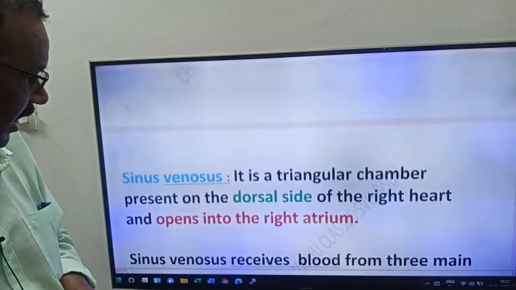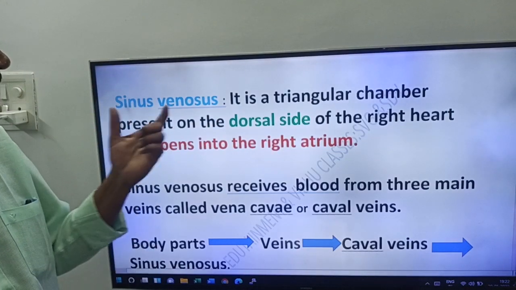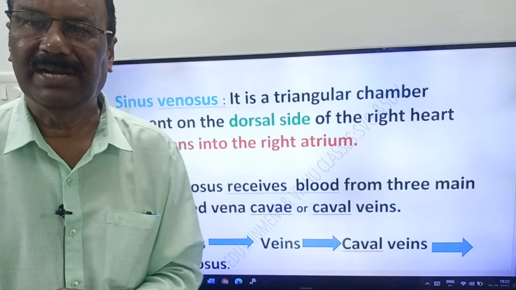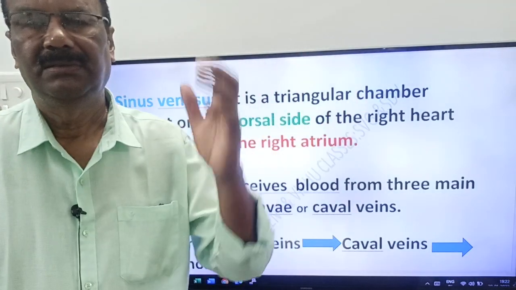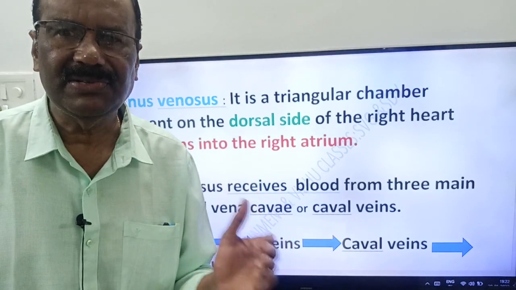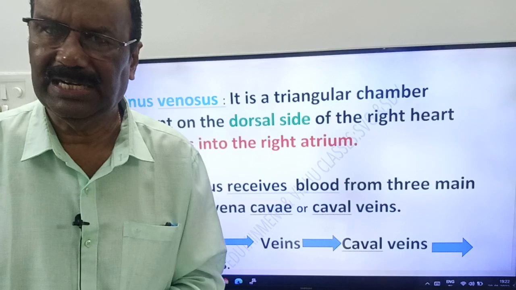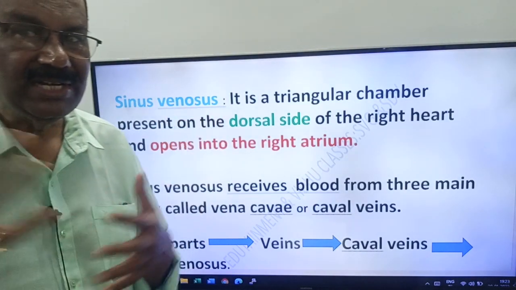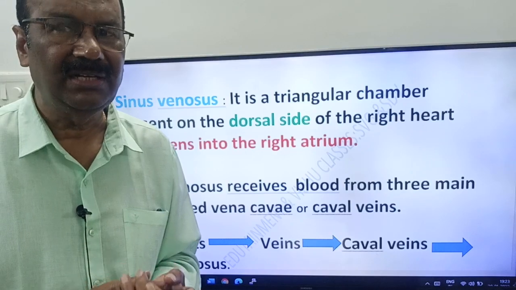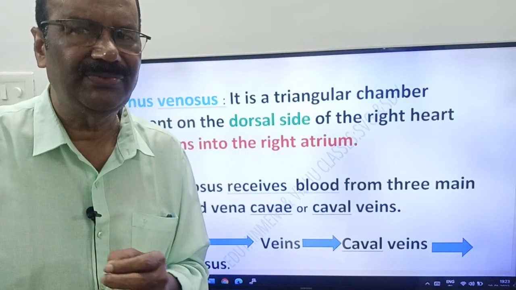Okay, friends? Now, next you have to remember one more important point. Sinus venosus. Friends, sinus venosus is present in fishes, amphibians and reptiles. You have to remember it. Here, what is sinus venosus? Venous indicates veins, the blood vessels which carry impure blood. Like that, remember sinus venosus.